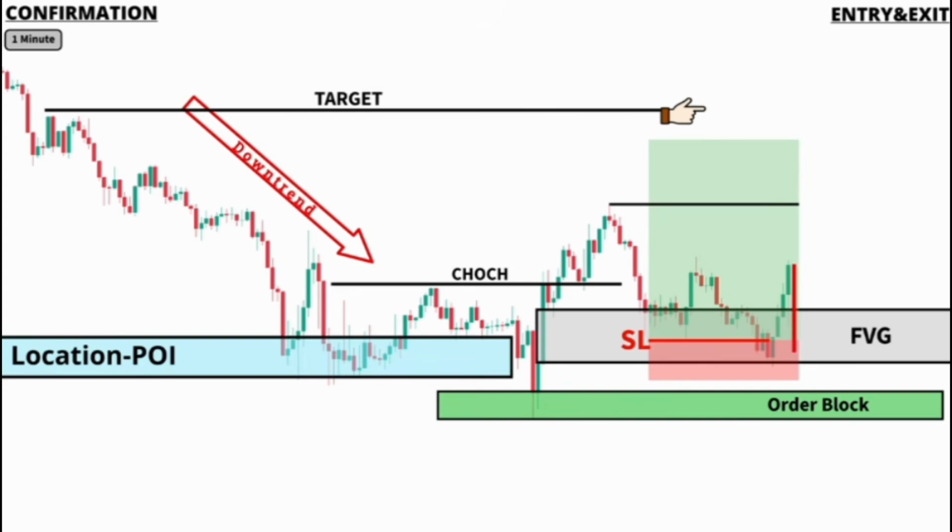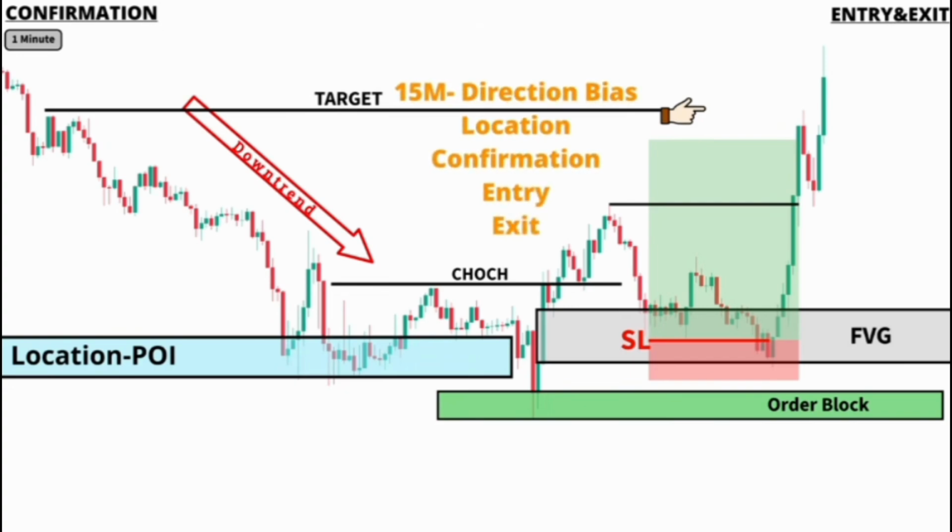So that's the complete strategy explained in 5 simple steps using just 2 charts. On the 15-minute chart, we identified the market direction using the break of structure, then marked our trading location using the structural level and the Asian session level. On the 1-minute execution chart, we waited for a change of character as confirmation, entered at an order block or fair value gap, FVG, and used a tiered exit strategy to maximize profits while controlling risk.